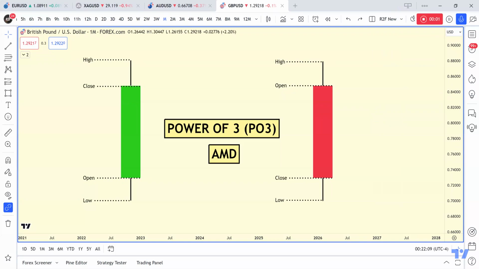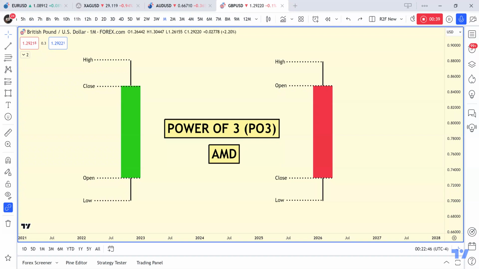All right, today I'm going to go through the concept of power of three, otherwise known as PO3, which is also the concept of accumulation, manipulation, and distribution, abbreviated as AMD, right? So, what is that? It's basically the concept of smart money accumulating orders, manipulating price for the purpose of liquidity, and then distributing, which is basically getting out of the positions. Okay, so you can see this happening on a chart, which I'll show you later.